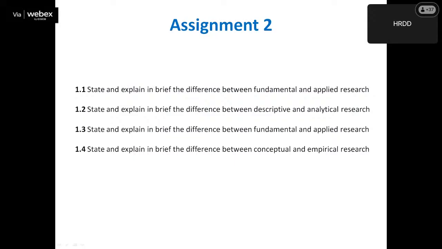So these are the assignment. Only 4 slides I've shown in this class, and those 4 slides are important. What is the difference between fundamental and applied research? Descriptive and analytical research, conceptual and empirical research, and qualitative and quantitative research. So these are the 4. Thank you.